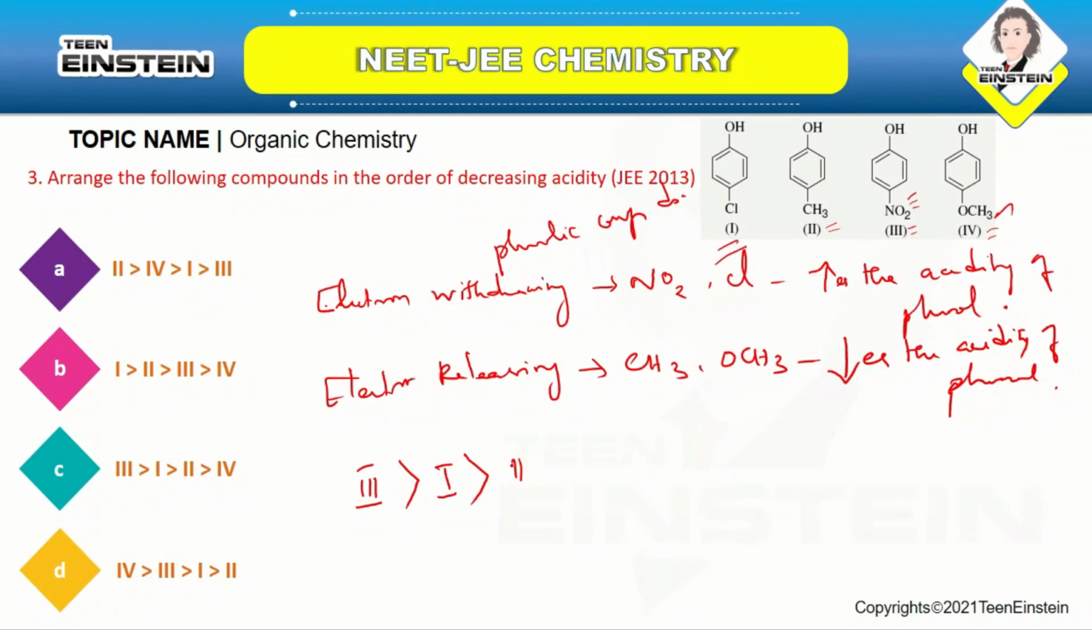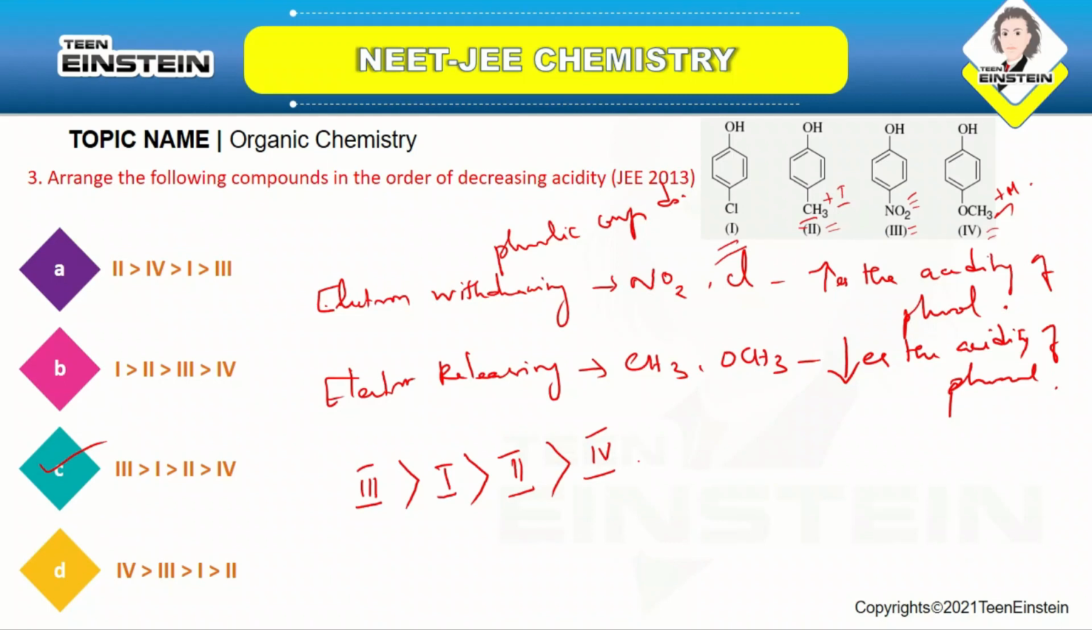So next one is second, and the methoxy group. Here the methyl group has a plus I effect, and methoxy has a plus mesomeric effect. So the least acidic is the methoxy-substituted hydroxy compound. So the decreasing order of acidity is 3, 1, 2, 4. So the correct option is option number C.